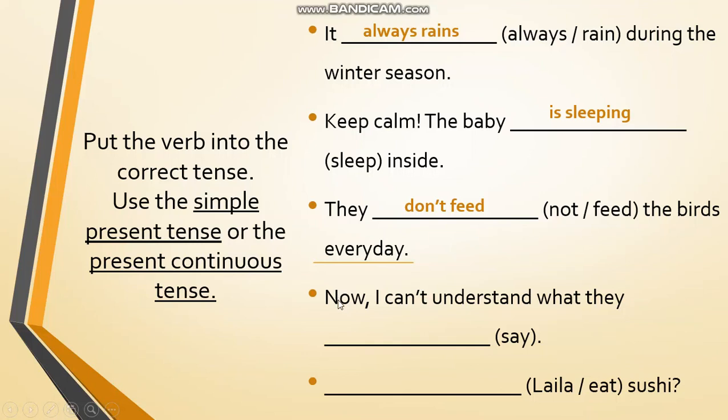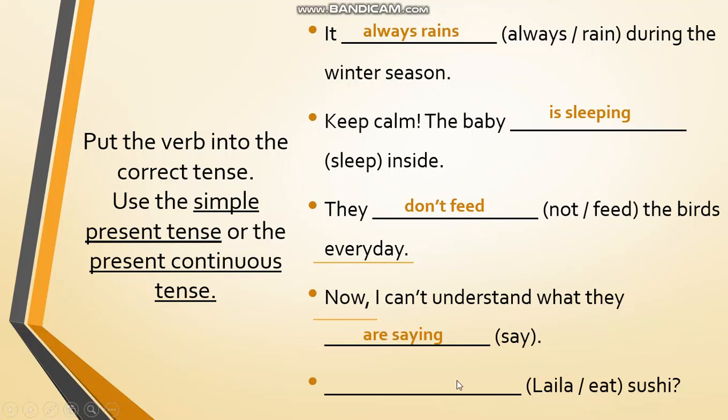Sentence number 4. Now I can't understand what they say. Also here I have a time expression and it is now. Now tells me that I should use the present continuous or present progressive tense. So I say I can't understand what they are saying. They is plural, I put are.